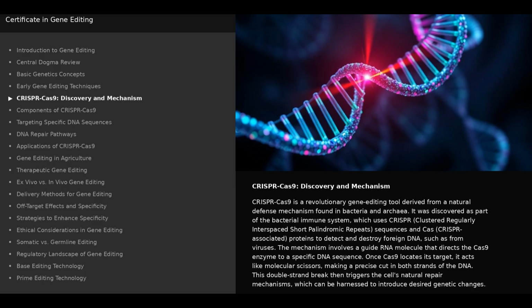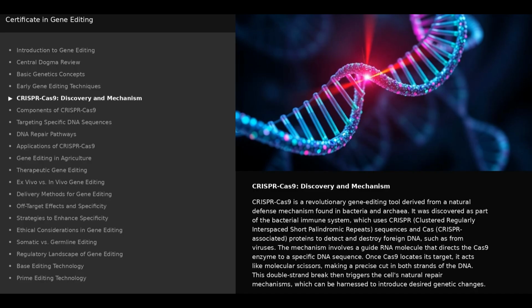CRISPR-Cas9, Discovery and Mechanism. CRISPR-Cas9 is a revolutionary gene editing tool derived from a natural defense mechanism found in bacteria and archaea. It was discovered as part of the bacterial immune system, which uses CRISPR, clustered regularly interspaced short palindromic repeats, sequences, and Cas, CRISPR-associated proteins, to detect and destroy foreign DNA, such as from viruses.